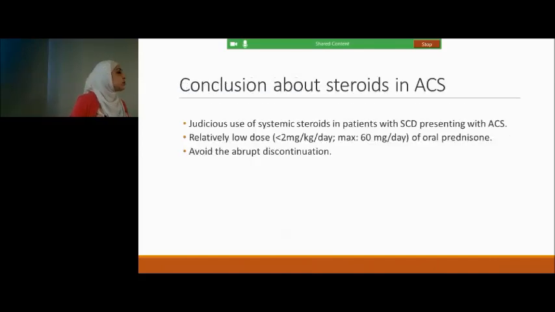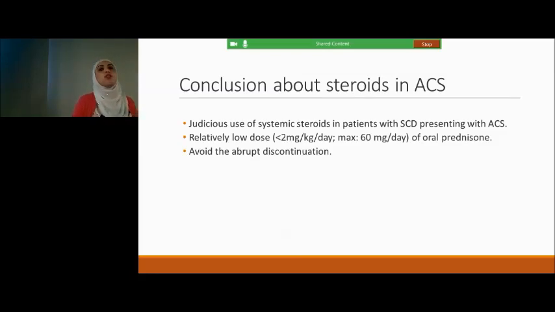So what do we do when we have a kid with acute chest syndrome? We just have to be careful. If you need to use it, you are going to use it, but you should have selected patients. So for example, I use systemic steroids on several of my patients, but I have to choose the kid who I know has lower lung function, recurrent admissions, and prolonged episodes of wheezing. So it is case dependent.